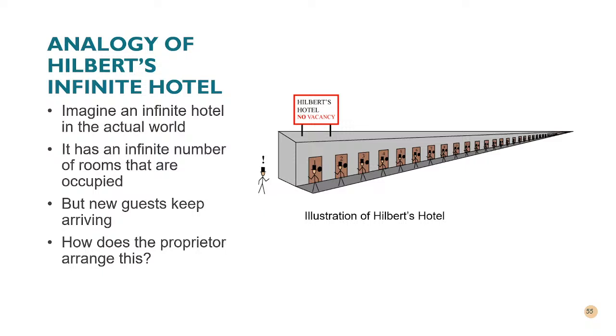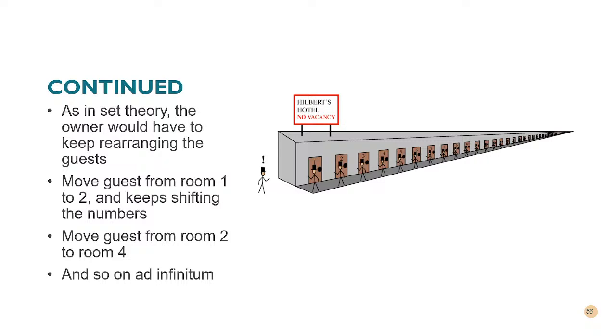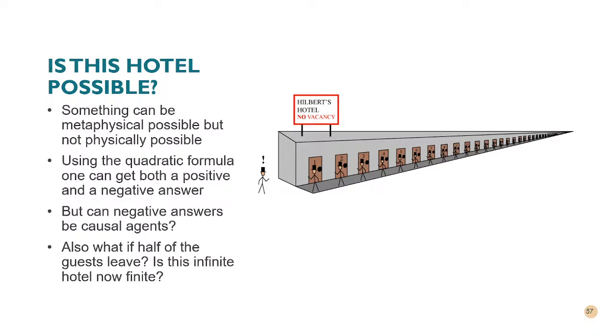This touches upon the paradox of David Hilbert's famous hotel, which is an infinite hotel existing in the actual world. It has an infinite number of rooms that are occupied, but the problem is new guests keep arriving, an infinite amount of new guests. How does the proprietor arrange this? As in set theory, the owner would have to keep rearranging the guests, move guests from room 1 to 2, and shifting the numbers, move guests from 2 to 4, and so on to infinity. But is this hotel possible?